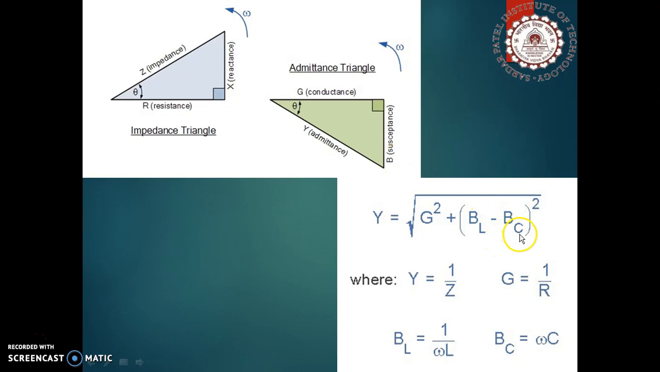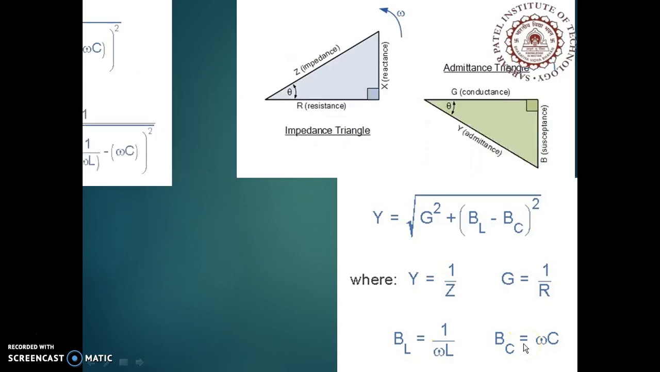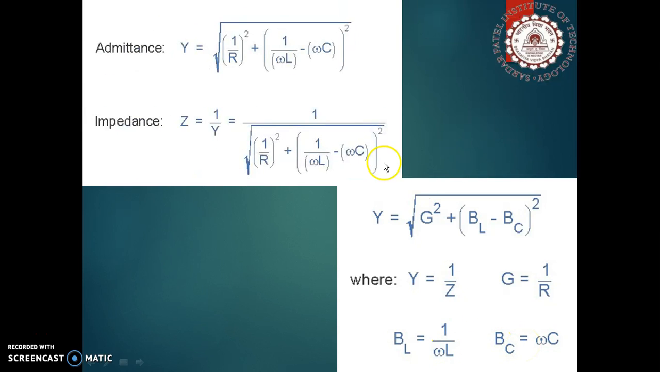Since B is the susceptance of both capacitor and inductor, and here Y is equal to 1 by Z, G is equal to 1 by R, BL is equal to 1 by omega L, and BC is equal to omega C. Now admittance comes out to be root of (1 by R)² plus (1 by omega L minus omega C) the whole square.